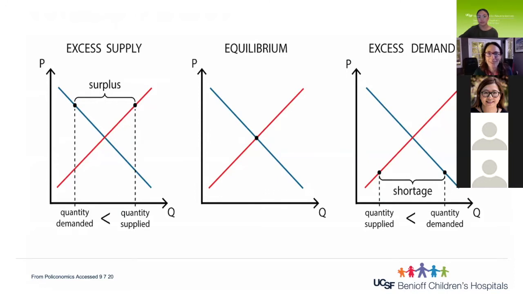Before launching in, I want to invite you to consider a principle from microeconomics, in particular the graph on the far right, looking at excessive demand, and the shortage area that's highlighted here between the quantity supplied and the quantity demanded. That will be one of the principles for our talk. Next slide, please.